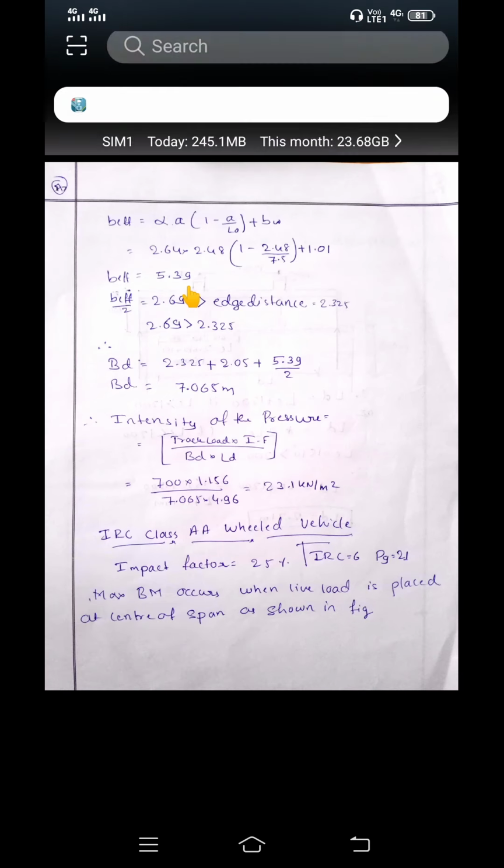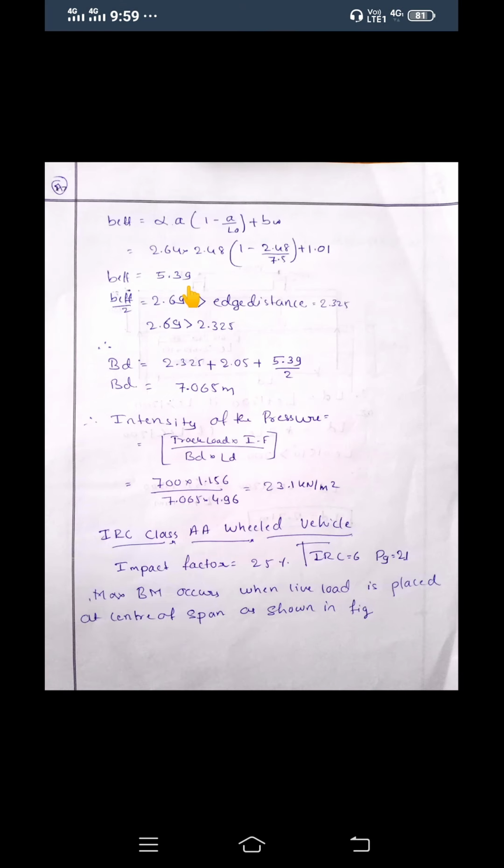The continued part of our previous problem, that is design of T-slab. In the previous video lecture, we studied about the tracked vehicle. We have studied, isn't it? So we'll continue with the same problem with the wheeled vehicle.